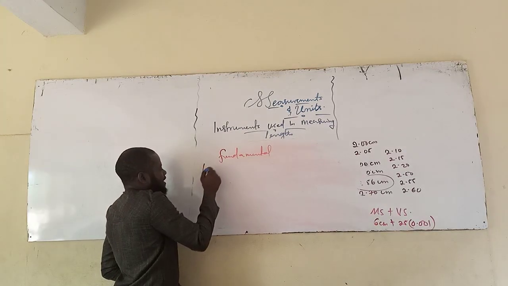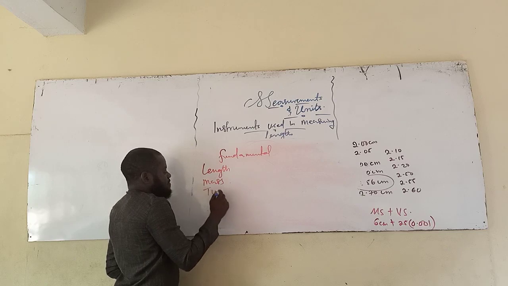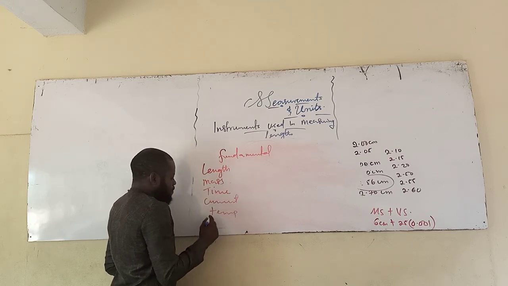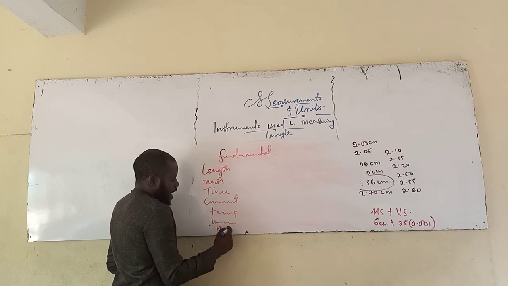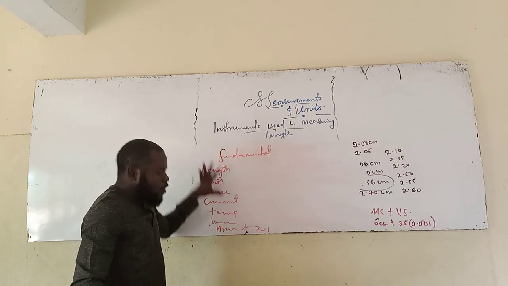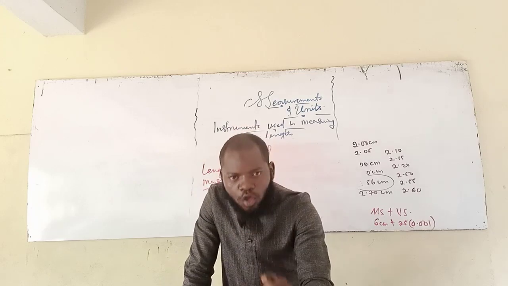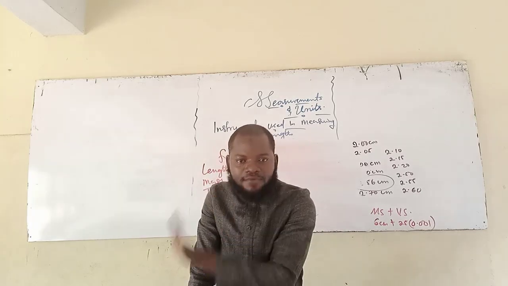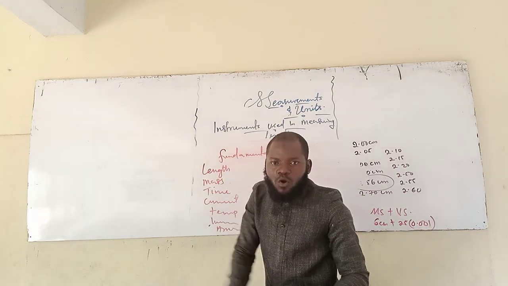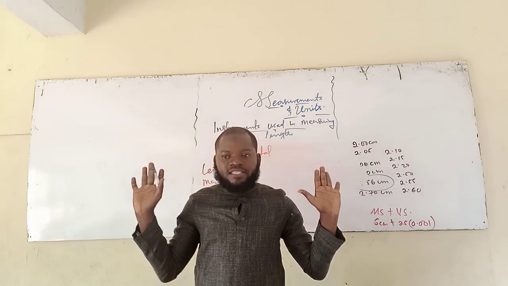We have length, mass, time, current, temperature, luminous intensity, and the amount of substance. Are you getting this now? Note this very well. What the examiner wants to know here is, do you know the difference between fundamental and derived? That's why you should master these 7 quantities. Any other quantity that you see, other than these 7, just know that it is a derived quantity.